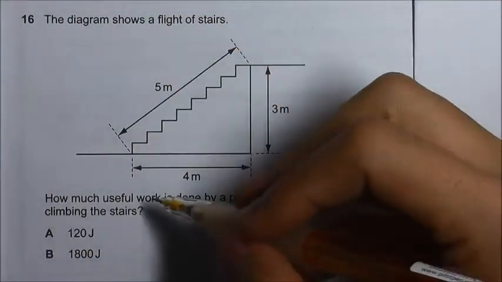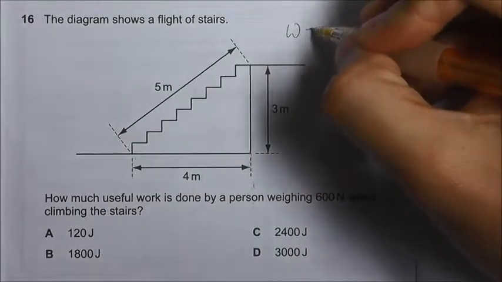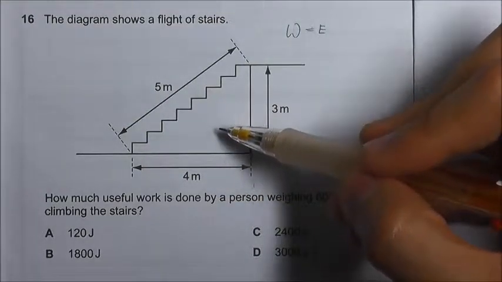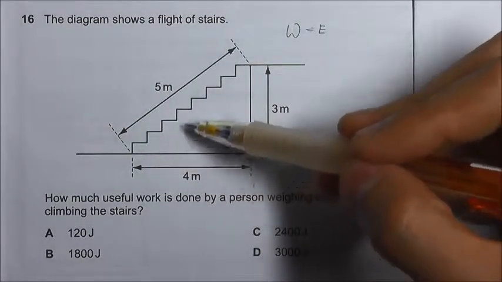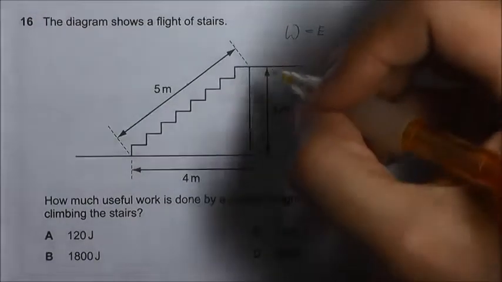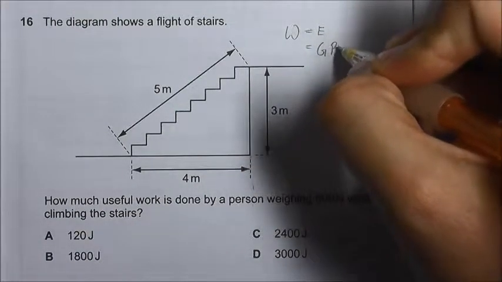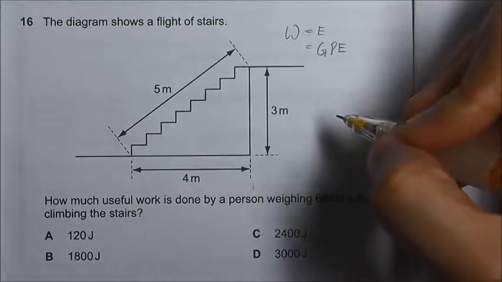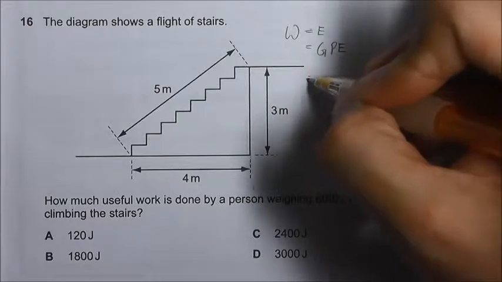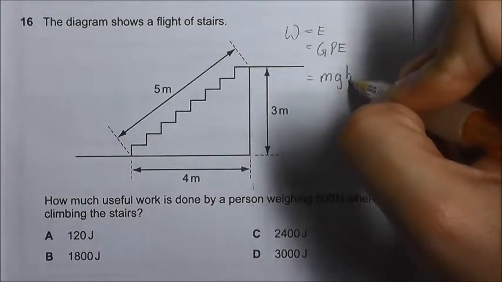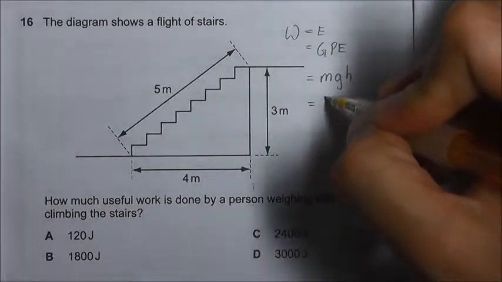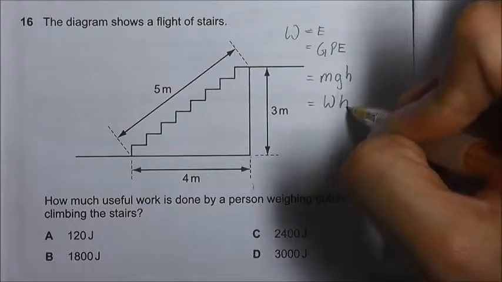In this case, we are talking about the useful work. Useful work refers to the energy that is converted to gravitational potential energy to bring the person upwards. So we are talking about gravitational potential energy here. The gravitational potential energy of this person can be calculated by mgh, and mg is actually the weight. So it's the weight multiplied by the height.